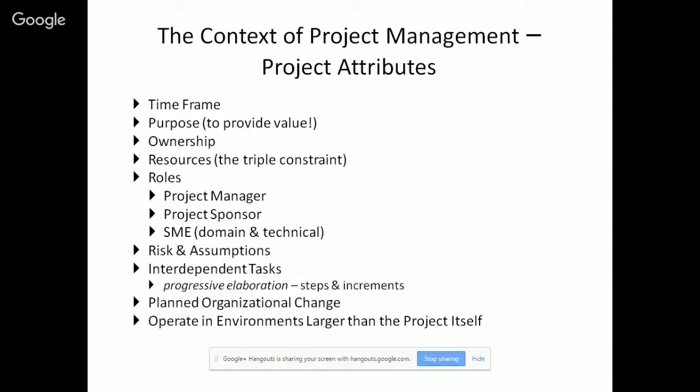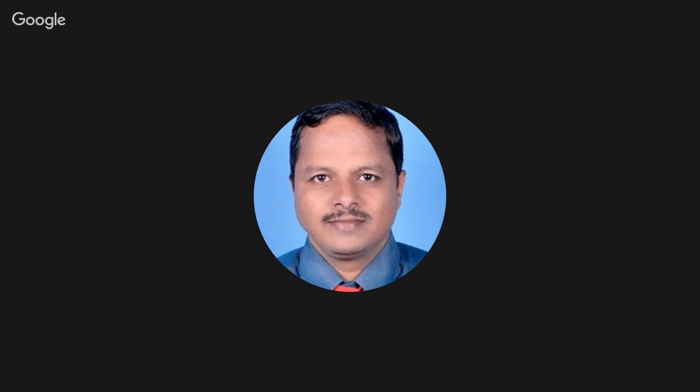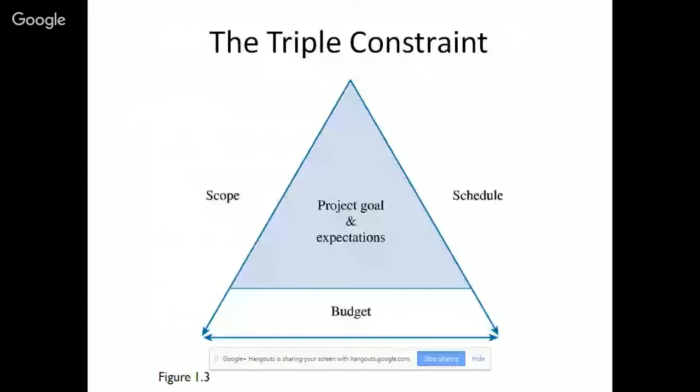What is the triple constraint? When we talk about project management, one of the things we need to look at is what the constraints of the project would be. The constraints would be the scope, the schedule, and the budget. Considering these things, scope, schedule, and budget, we need to complete the project ensuring that we achieve the project goal as per the commitment given to the stakeholders. This is the triple constraint.